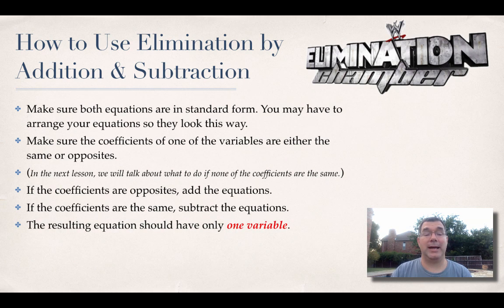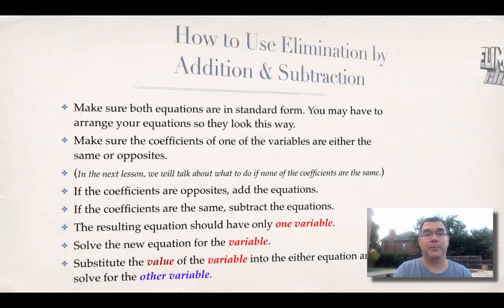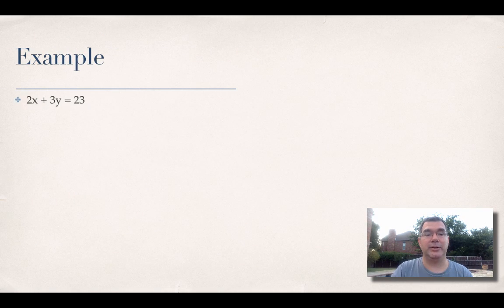Okay, and then what's going to happen is, if I add or subtract those equations, one of the variables is going to be eliminated, meaning that the resulting equation is only going to have one variable in it. And so I solve that equation for the new variable. So now I have the value of one of my variables, so I just need to plug that into the other equation to get the value of the other variable. But let's do some examples to clear this up.